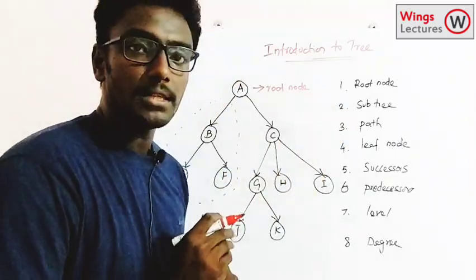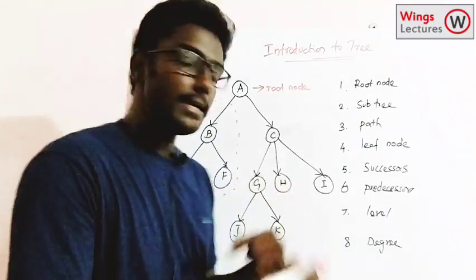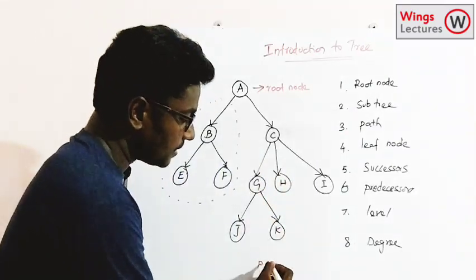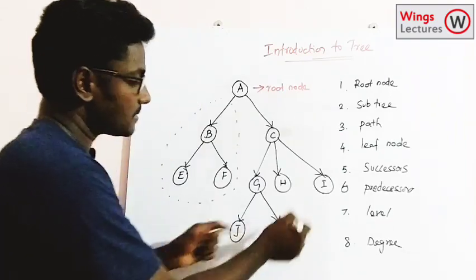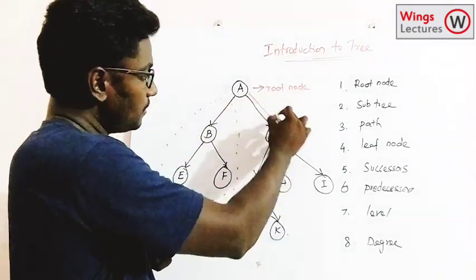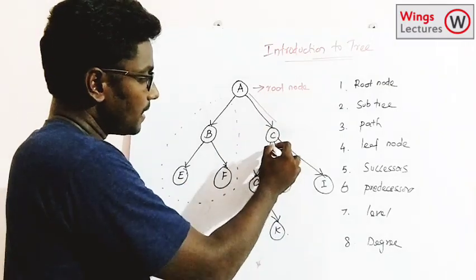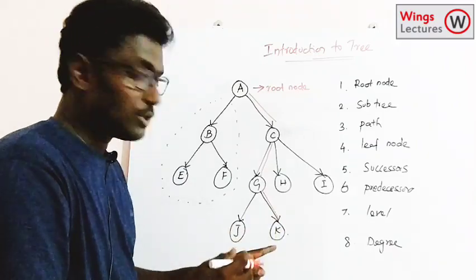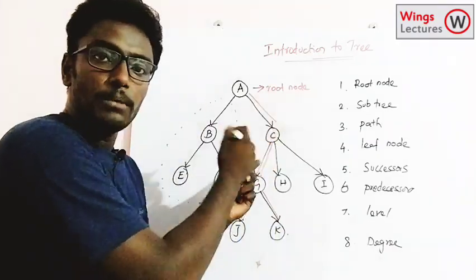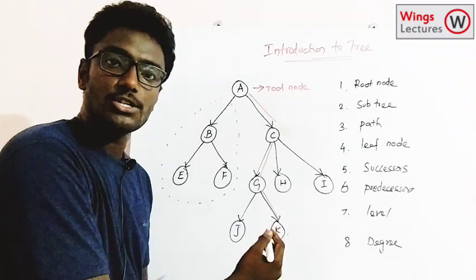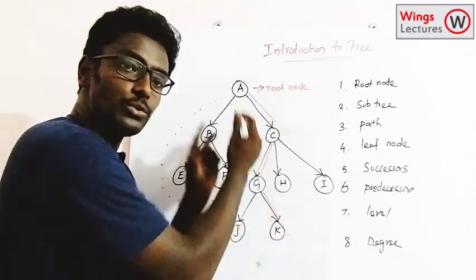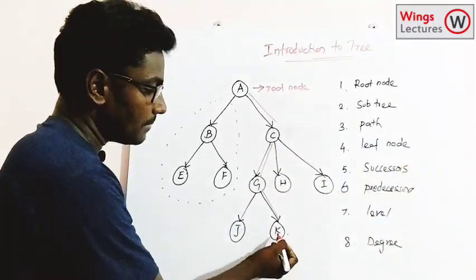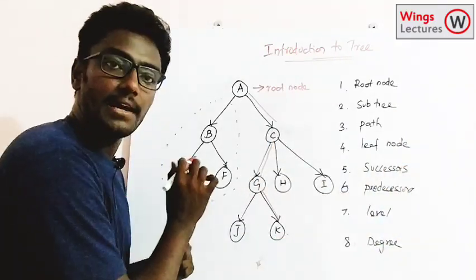And then what about path? For example, take K. The path for K is from the root node A to C, and then C to G, and then G to K. So the route from the root node to the destination node is called the path, for reaching the destination. Here I am taking the destination node as K, right?